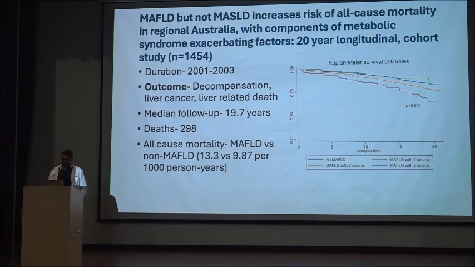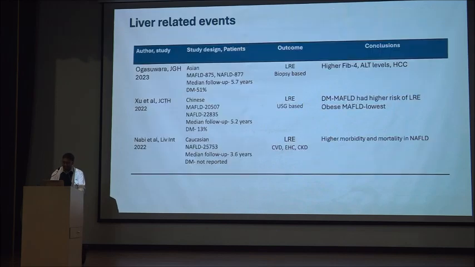Then there are a few population-based studies where MAFLD increases the all-cause mortality, in Australia. It was a 20-year longitudinal cohort study. The outcome was either decompensation, liver cancer or liver-related death, followed for nearly 19 years. And the all-cause mortality was higher in MAFLD compared to non-MAFLD. Even those with MAFLD meeting just one criterion had higher mortality at 20 years compared to no MAFLD, and it increases the more criteria for MAFLD they meet.